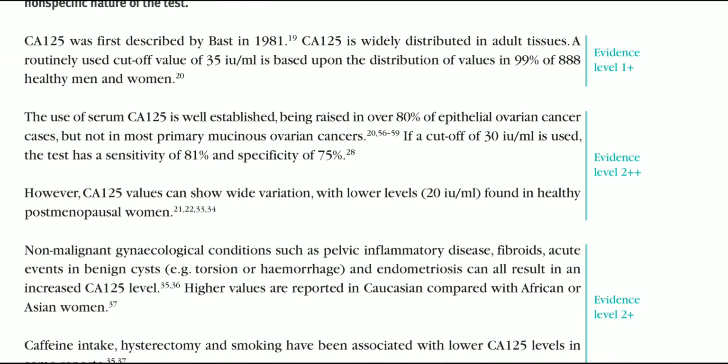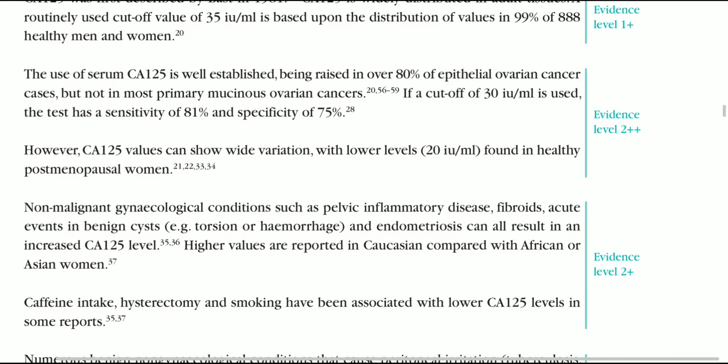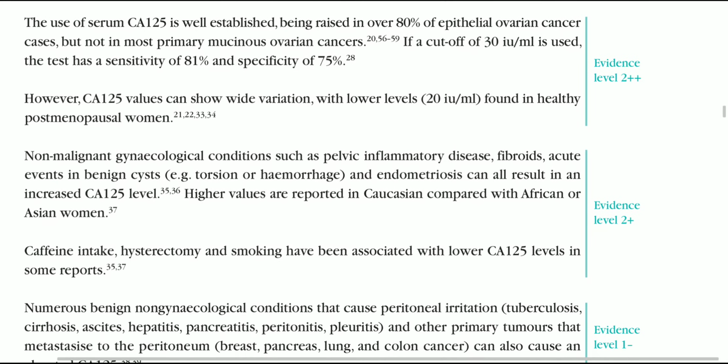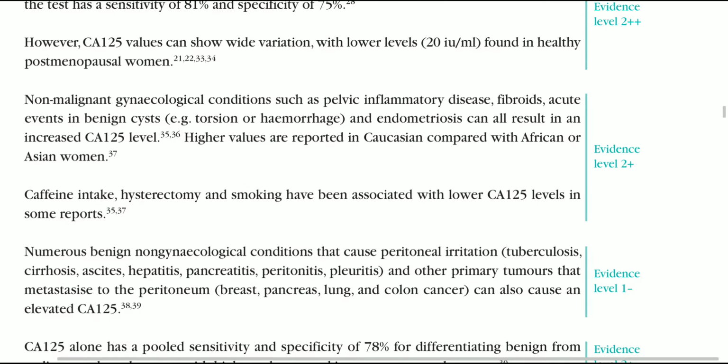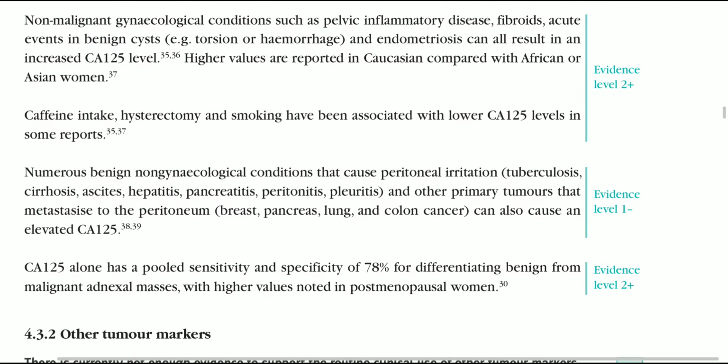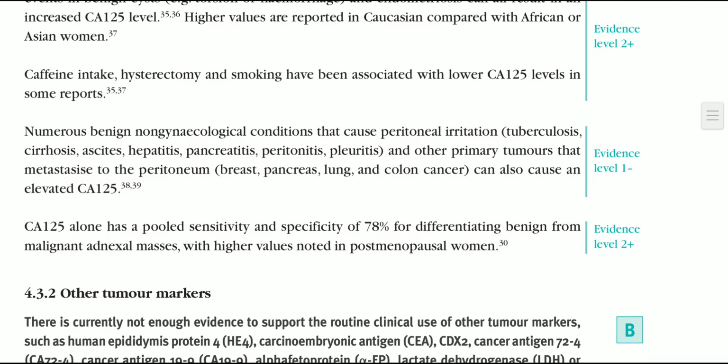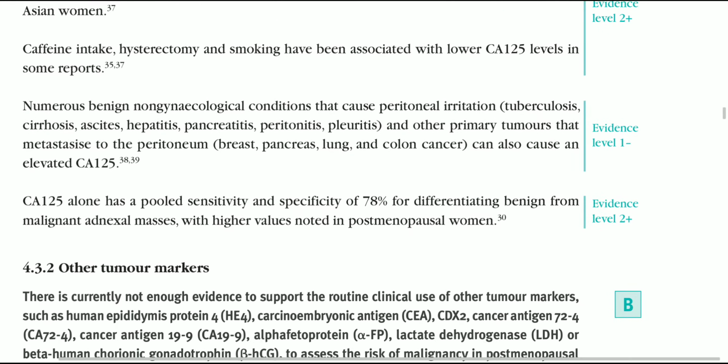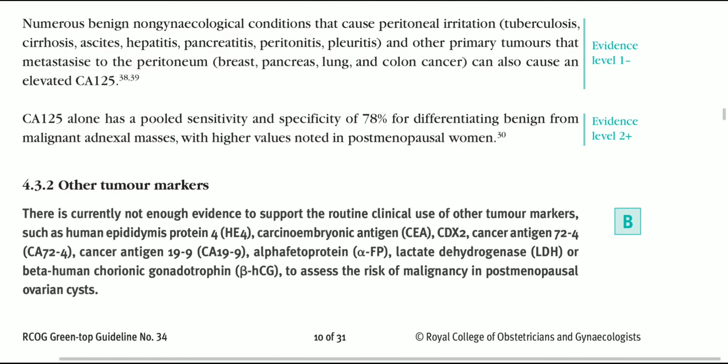Okay, now what are the other conditions which can result in increased CA-125 level? Non-malignant gynecological conditions such as pelvic inflammatory disease, fibroid, acute, even a benign cyst, torsion, rupture, hemorrhage, or endometriosis can all result in increased CA-125 level. And it's also written that numerous benign non-gynecological conditions that can cause peritoneal irritation, like tuberculosis, cirrhosis, ascites, hepatitis, pancreatitis, peritonitis, and pleuritis, and other primary tumors that metastasize to peritoneum can also give rise to elevated CA-125 level.